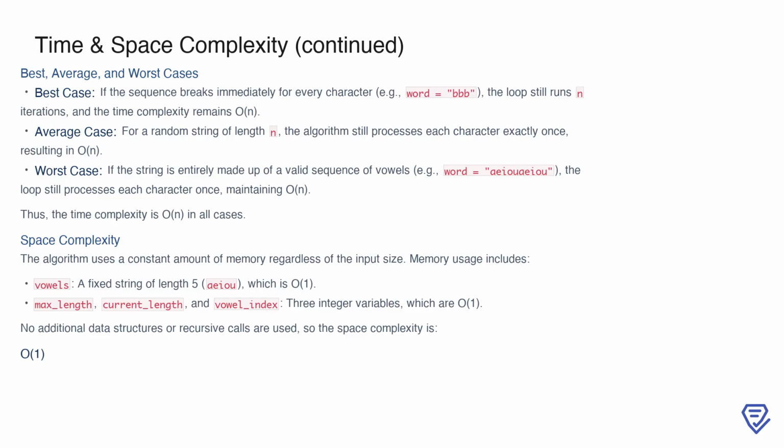For space complexity, the algorithm uses only a fixed amount of memory. This includes the string vowels of length 5, and 3 integer variables, max_length, current_length, and vowel_index. Since no additional data structures or recursive calls are used, the space complexity is O(1), irrespective of the input size.